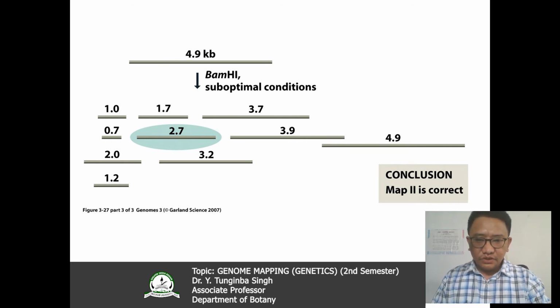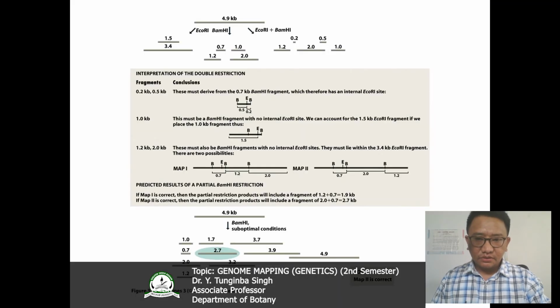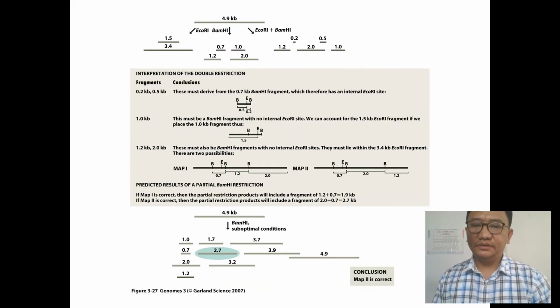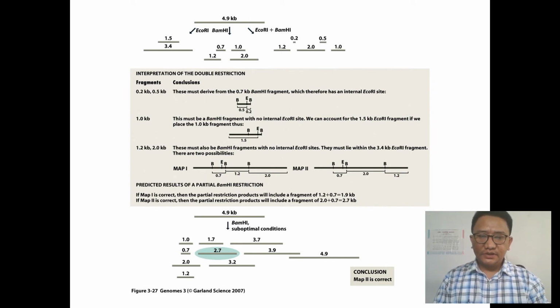Now, using this, we are going to map the sites. This slide shows us how mapping is done. First, the 4.9 kb fragment is digested using EcoR1 and BamH1 separately, and then both EcoR1 and BamH1 together, a double digestion. Now let us try to interpret what the fragments say. In the double digest, there were two fragments, 0.2 and 0.5 kb. So what does it mean?